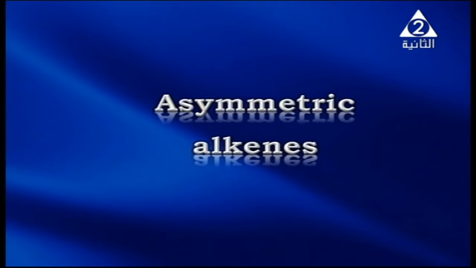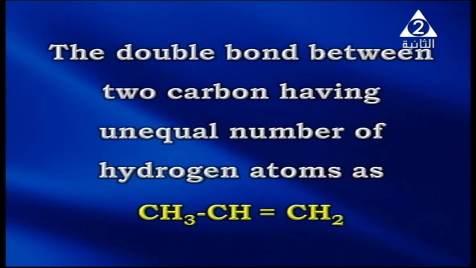While in the asymmetric alkenes, the two carbon atoms of the double bond have an unequal number of hydrogen atoms, as in the molecule shown on the screen, which is propene.